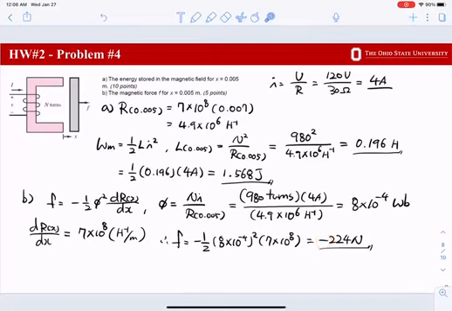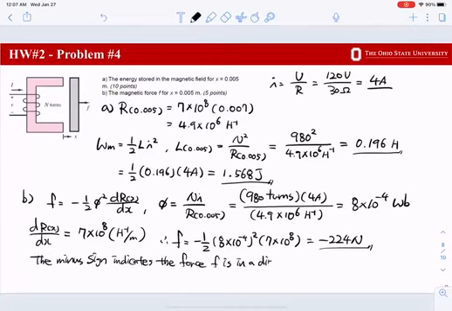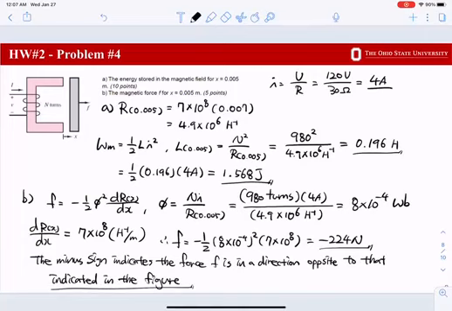So what does the negative sign mean here? The minus sign indicates the force F is in a direction opposite to that indicated in the figure. So this is the answer for B.